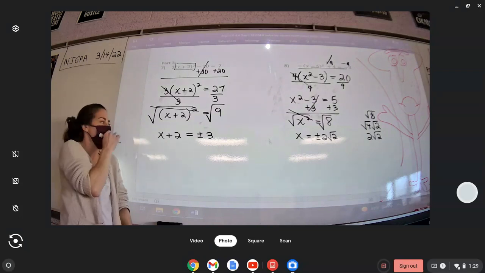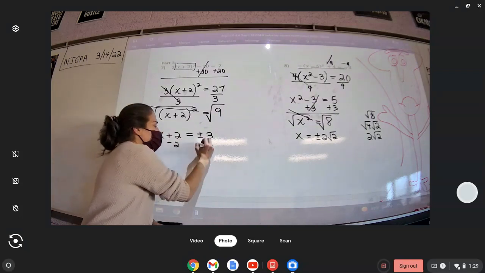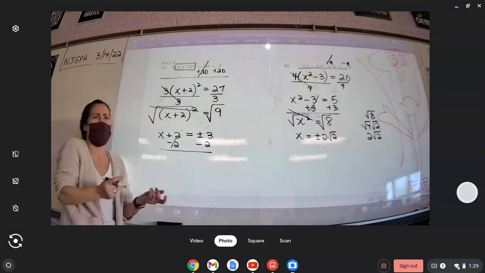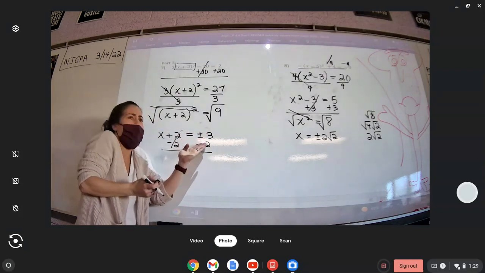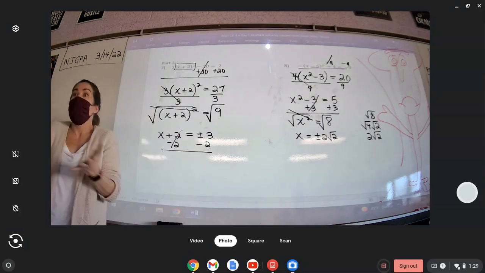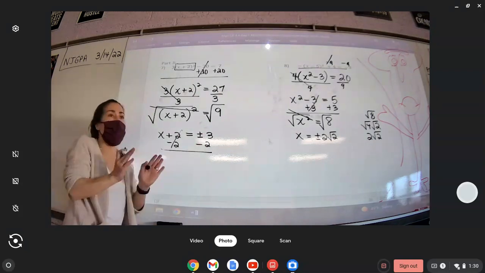How do I get x by itself? Subtract 2. But when you subtract 2, it's like, wait a minute. Who am I subtracting 2 from? The positive 3 or the negative 3? Both. No, you're not going to get the same answer. You're going to do it from both.